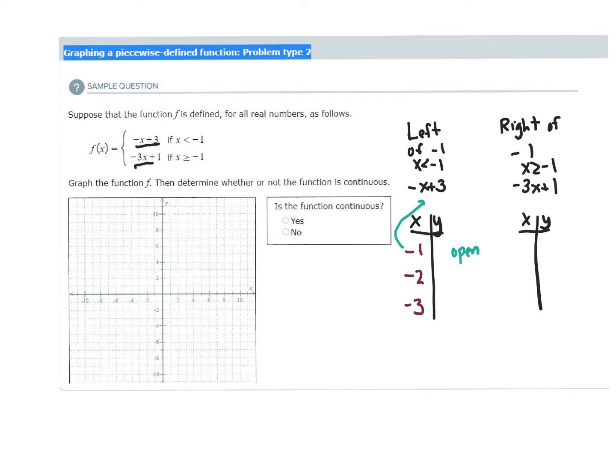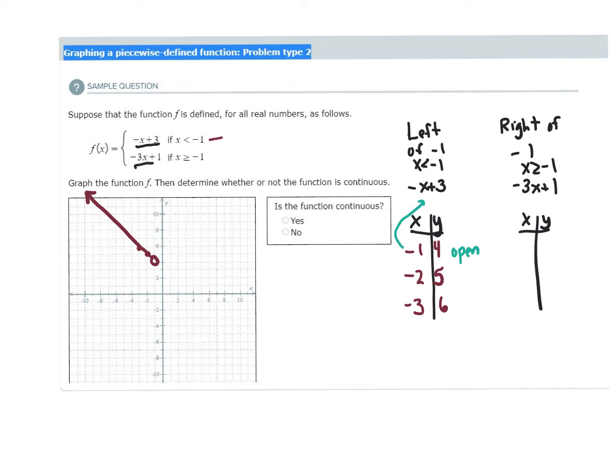So I'll get -(-1) plus 3, which is 4, -(-2) plus 3, which is 5, -(-3) plus 3, which is 6. So I'll have these points (-1, 4), which again I'm going to make an open circle because it can't get to -1, but it can get really, really close. And here are my other points. So this is my portion of the line. Now I don't have anything to the right of -1 because this part is only defined for x's less than -1.